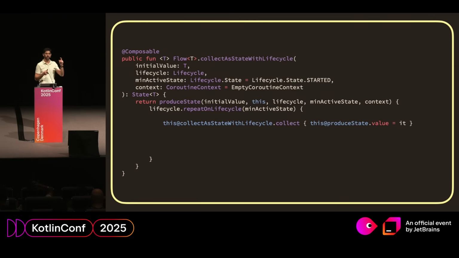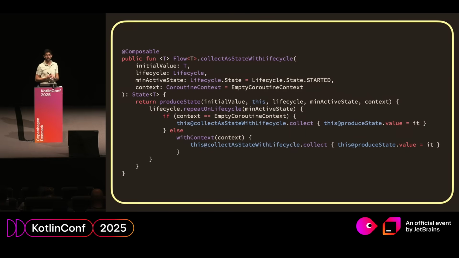We have an optional context here, and what we can do is, if it's empty, we don't do anything. We call this function, and then if we want to do this collection in a particular context, then we wrap it in withContext, and that's it. We don't have to do anything else.